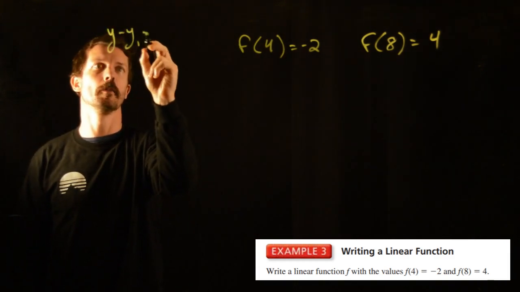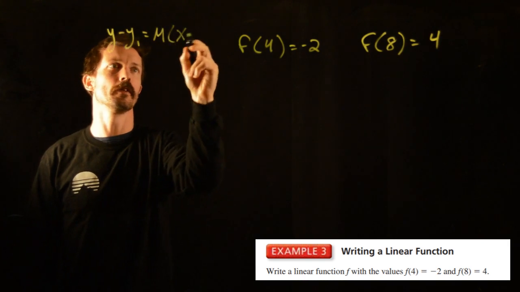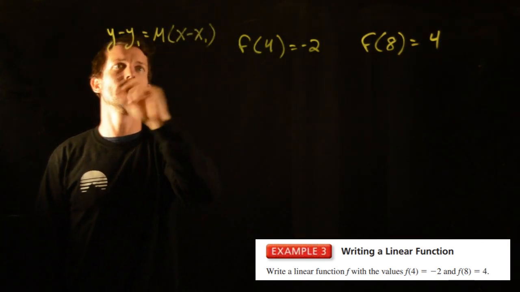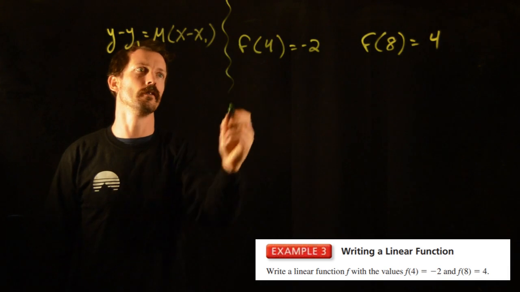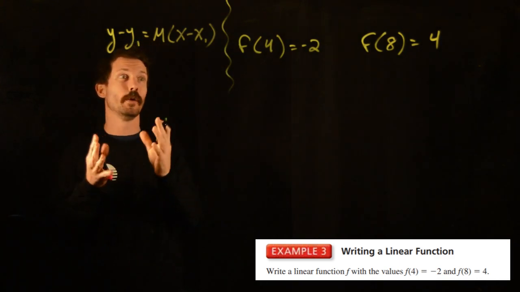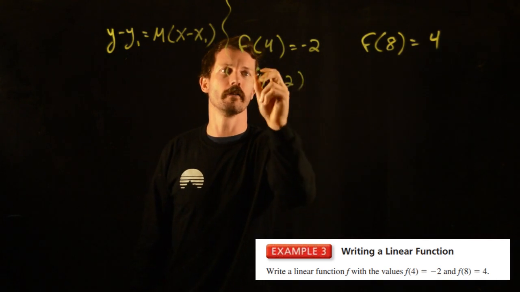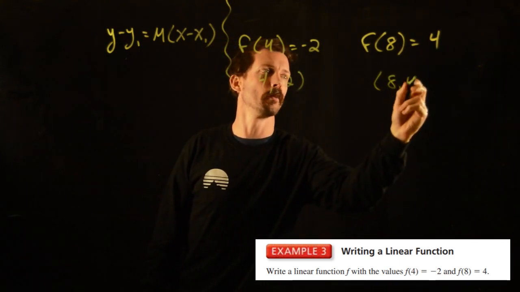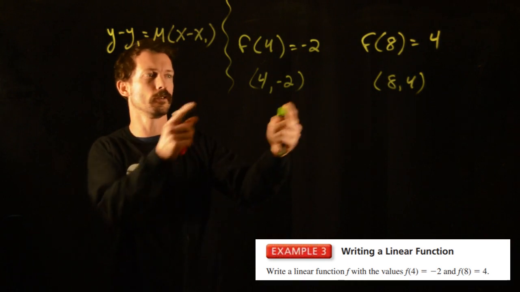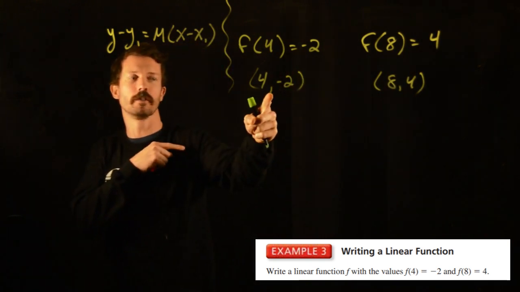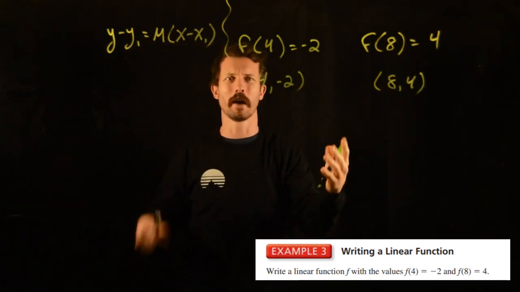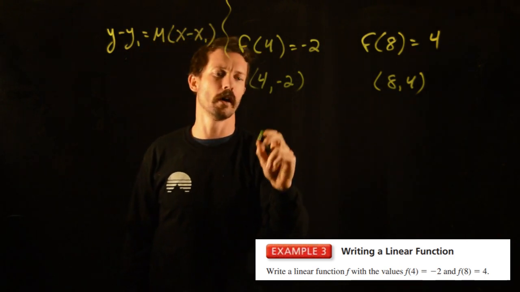So I know that the form I'm going to use is the form that we've been talking about in this whole video, that point-slope form, right? So I'm going to use that. But what I need is a point and a slope. However, I do have a point, and I also have this point. So I could use either one of them. You might want to use this one and I might want to use this one. It doesn't really matter. But we all have to find the slope.